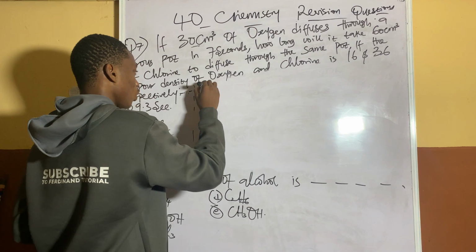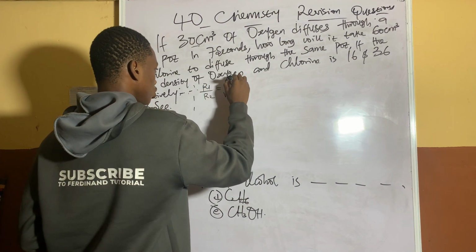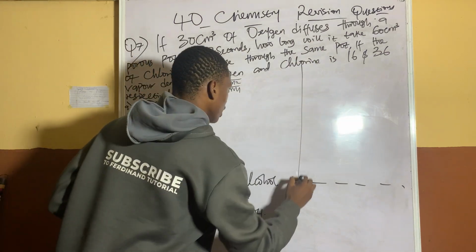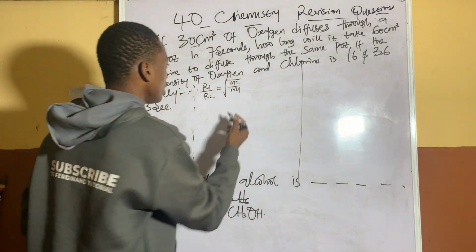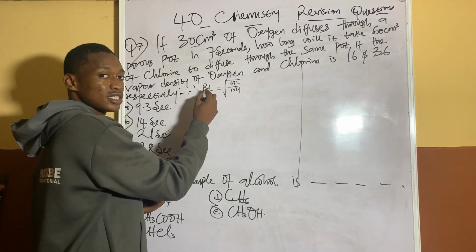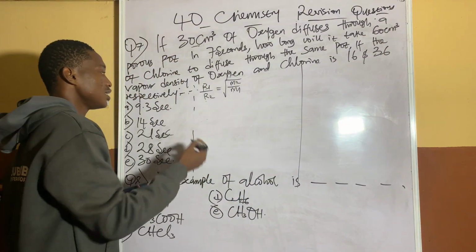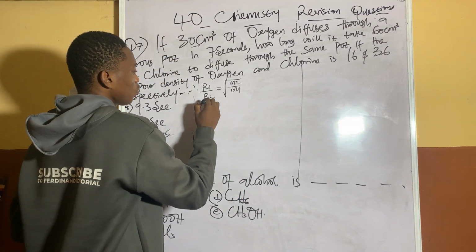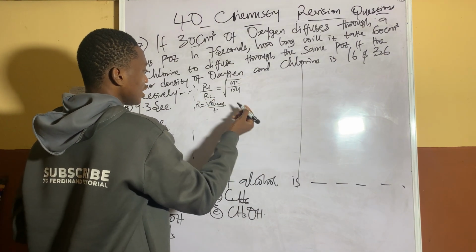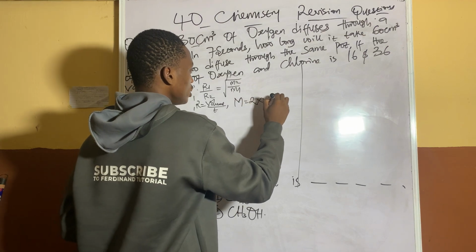We say R1 over R2 is equal to root M2 over M1. M2 is molar mass, M1 is molar mass, R1 is the rate of gas 1, R2 is the rate of gas 2. We also say that rate is equal to volume over time. And we also say that molar mass is equal to 2 times vapor density.